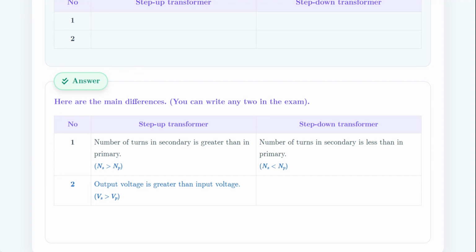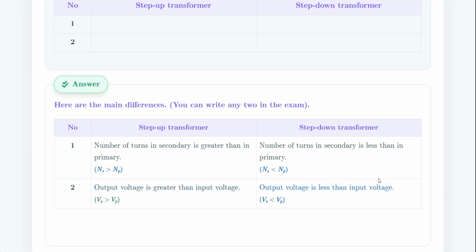The second difference is regarding voltage. A step-up transformer naturally increases voltage, so the secondary voltage Vs is greater than the primary voltage Vp. Conversely, a step-down transformer decreases voltage, so Vs is less than Vp.